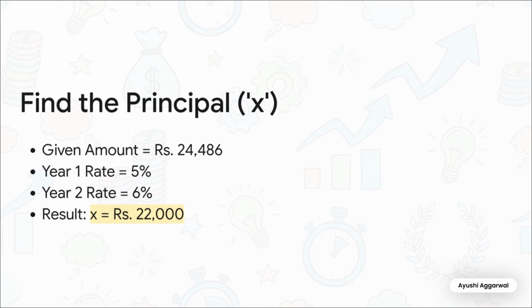We're given the final amount, which is Rs 24,486. The rates are 5% and 6%. We need to find the initial principal, x. We just set up our equation. X times 1 plus 5 over 100 times 1 plus 6 over 100 equals 24,486. Working backwards, we find that the original investment, X, was Rs $22,000. This question is frequently repeated in banking exams, so make sure you understand it well.